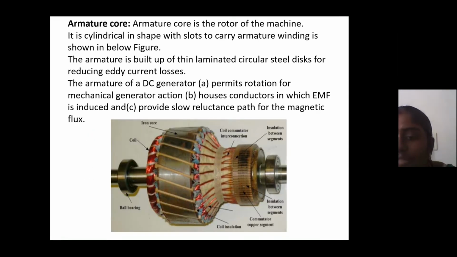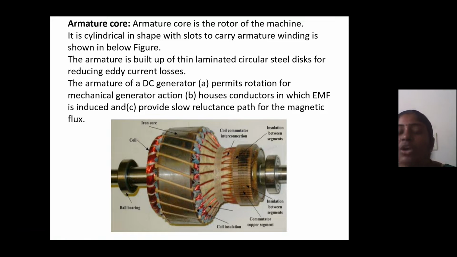Next, the armature core. This diagram shows the armature core. It is the rotor of the machine. Usually it is cylindrical in shape with slots to carry the armature winding. The armature is built up of thin laminated circular steel discs for reducing the eddy current losses. This type of material, which helps to reduce the eddy current loss, will also improve the efficiency of the machine.